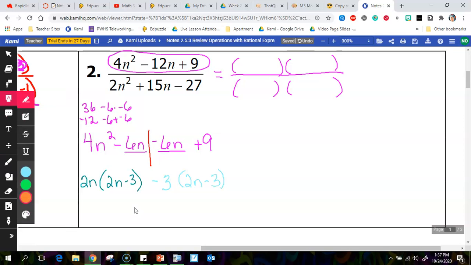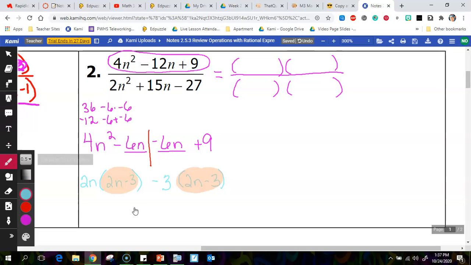So remember, we want to look and we want to make sure that this and this are the same. So that, what I highlighted there, is the first factor. And then the second one actually happens to be the same. It's what's left over. So that's what goes up here. 2n minus 3, 2n minus 3.